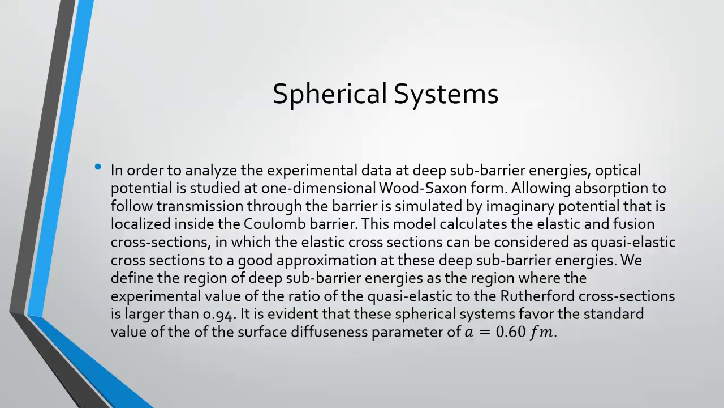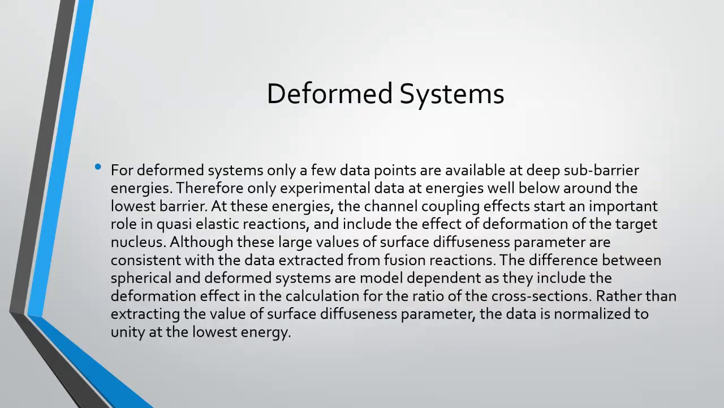Now we get into the comparisons between spherical and deformed nuclei at deep sub-barrier energies. The optical potential to follow transmission through the barrier is simulated by an imaginary potential, that is, in the fusion cross-section, in which the elastic cross-section approximation holds at these deep sub-barrier energies. We define the region of deep sub-barrier energy as where the ratio of elastic to Rutherford cross-section is larger than 0.94, with a value of the surface diffuseness parameter a of 0.6 fm.